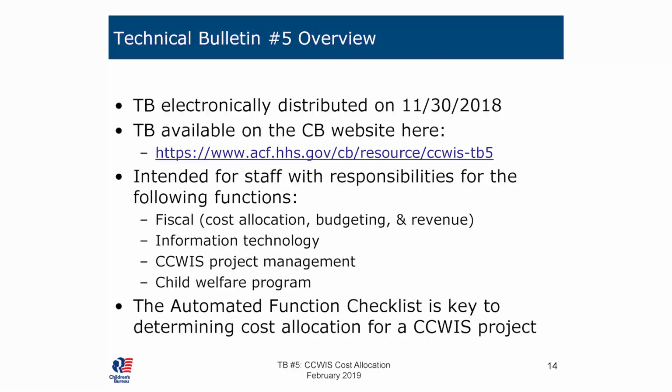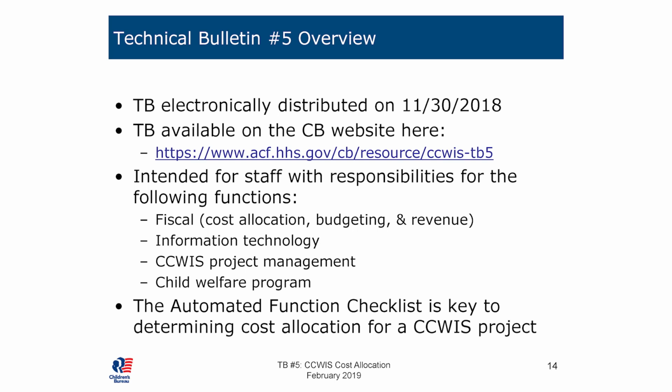At this point, we will provide a brief overview of the technical bulletin before focusing the remainder of the presentation on a few key points covered in the TB. First, the cost allocation technical bulletin was distributed in its final form in November of last year. We sent out a draft version in May 2018 to states, tribes, and other federal staff.